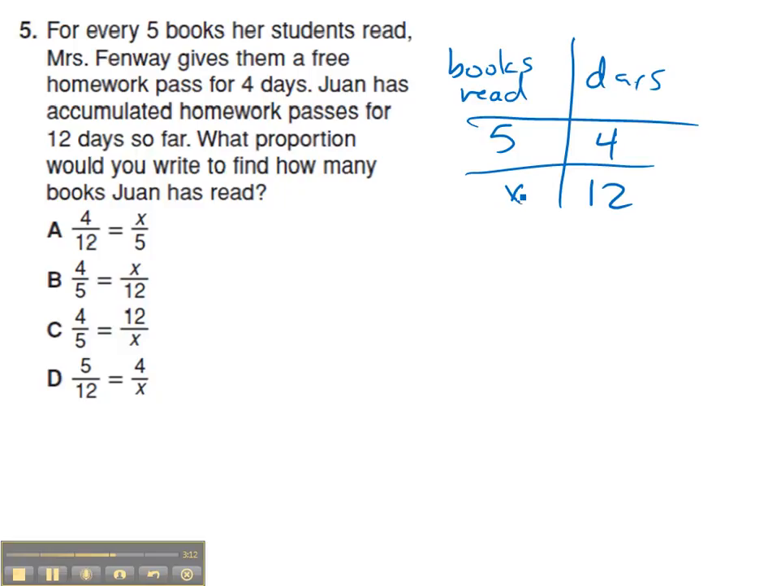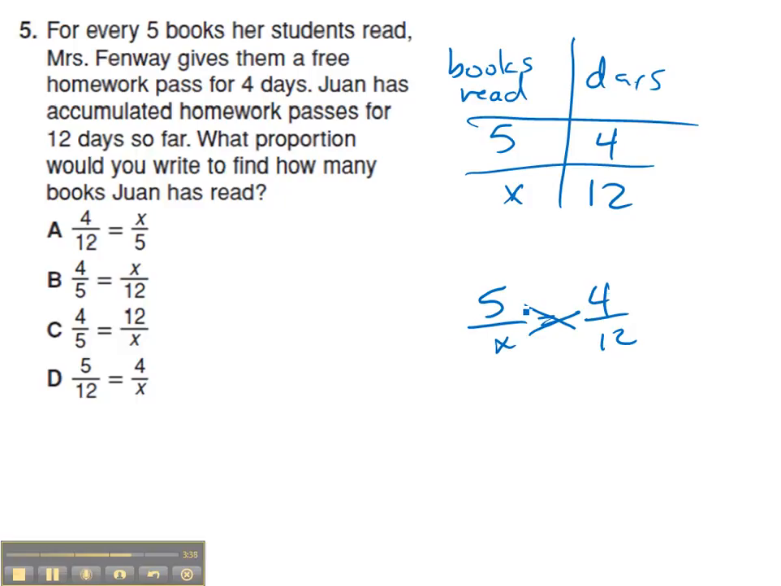So the books read is x. So I'm going to write my own proportion. 5 over x equals 4 over 12. And then I want you to notice that that proportion is nowhere in the answer choices. So what do I do in a situation like that? Remember I showed you the thing where we can rotate the proportion and the cross products will stay consistent. So we just need to find the proportion that has the same cross products we have.